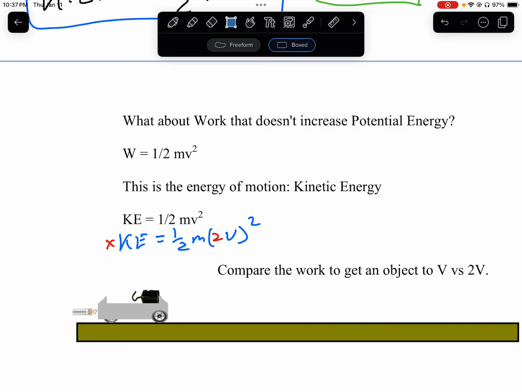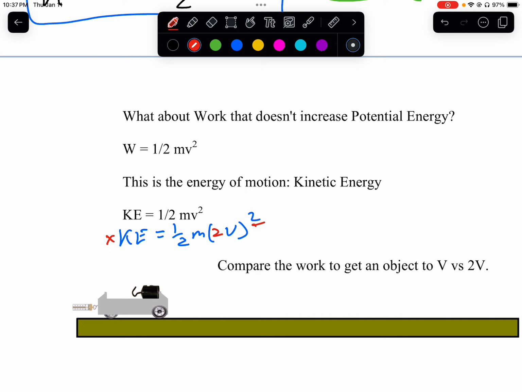That velocity gets squared, so whatever happens to the v happens to the coefficient in front of it. This x that I'm talking about is 4 because that's 2 squared. I get 4 times the kinetic energy, m times 4v squared. So in the game of kinetic energy, doubling the velocity quadruples the kinetic energy.